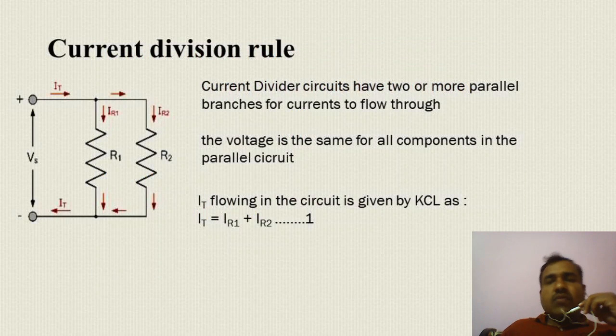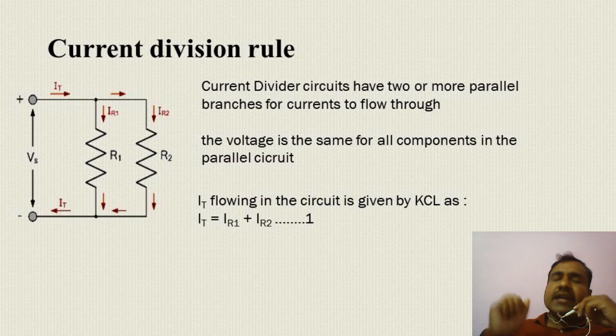We have one more rule, that is called the current division rule. Using this rule, you can easily find out what is the current entering in each parallel path. We have learned that in the parallel combination, voltage is the same across all the resistances.